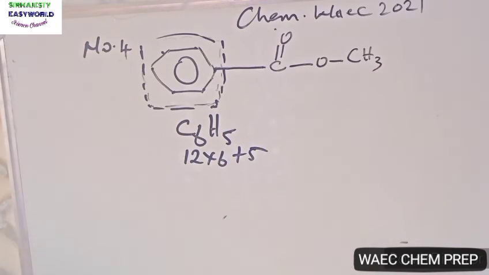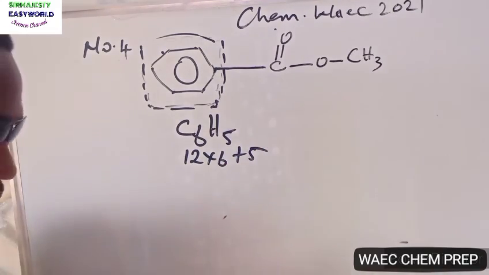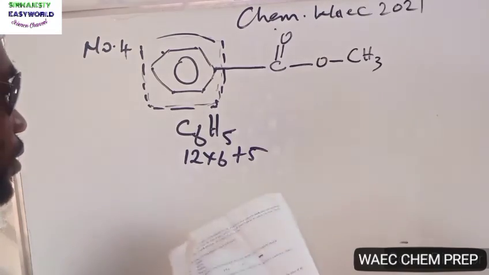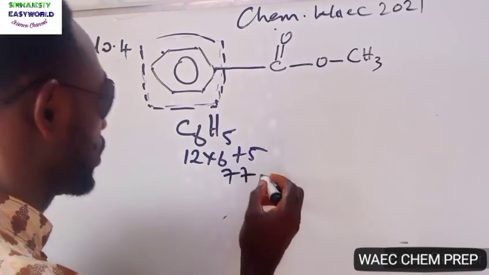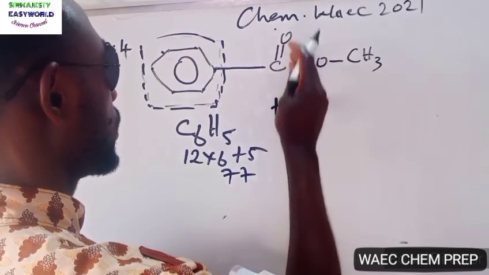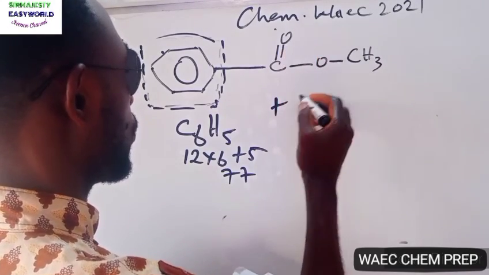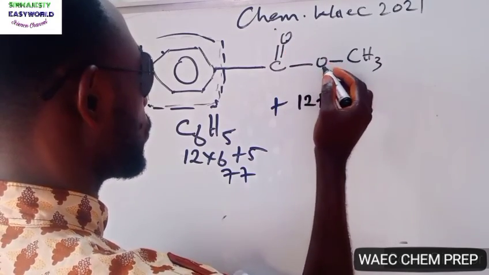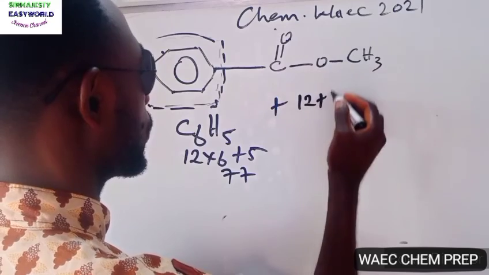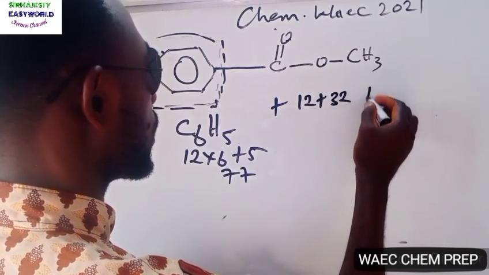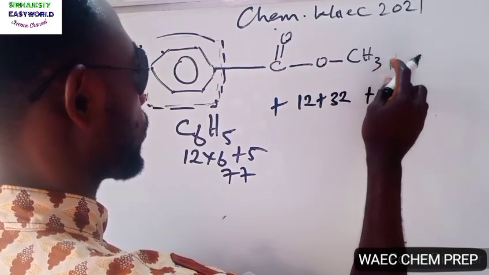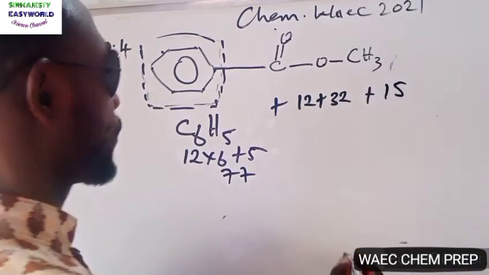So what we have is 77. So for phenyl is 77. Then plus, this is actually COO, which is 12 plus oxygen is 16. 16 times 2 is 32 because we have 2 atoms of oxygen, 1, 2. So we have 32 here. Then plus, this is a methyl group, which is 12 plus 3, giving us 15.